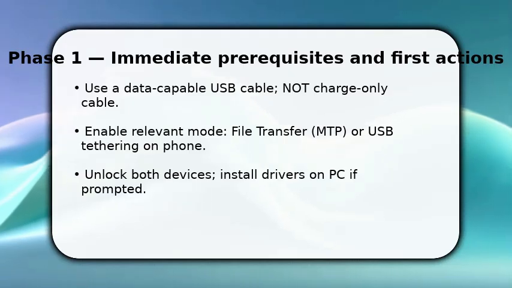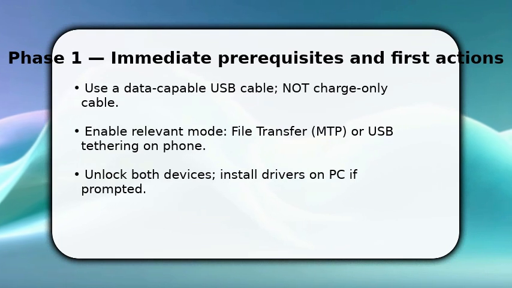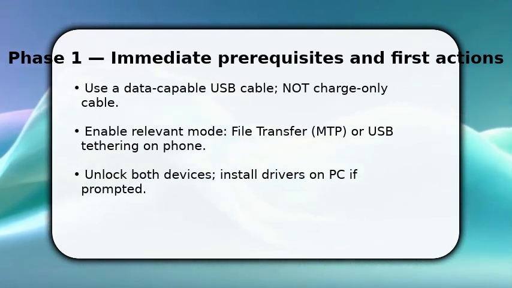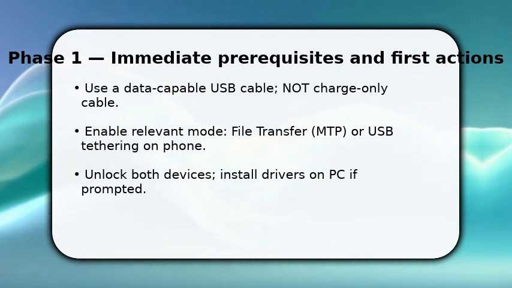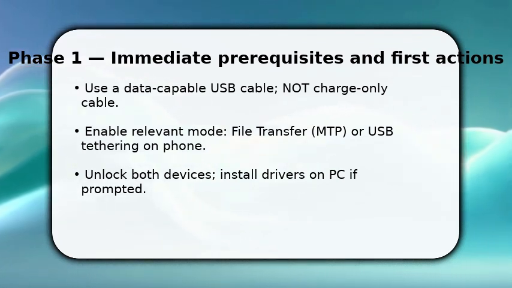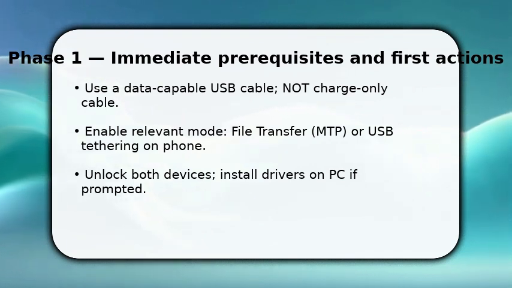You start by confirming prerequisites and making the physical connection. Plug a data-capable USB cable between devices. Make sure the phone is unlocked and set to file transfer mode. On a PC, watch for driver prompts and accept or install drivers. This enables the device to appear as storage.